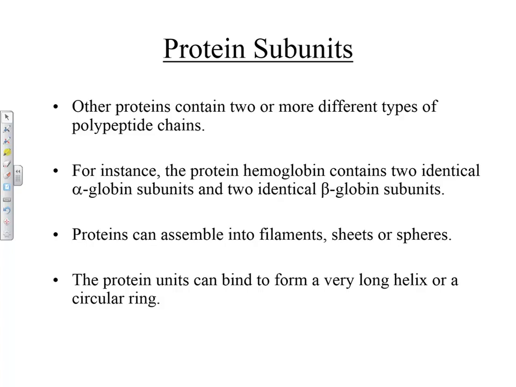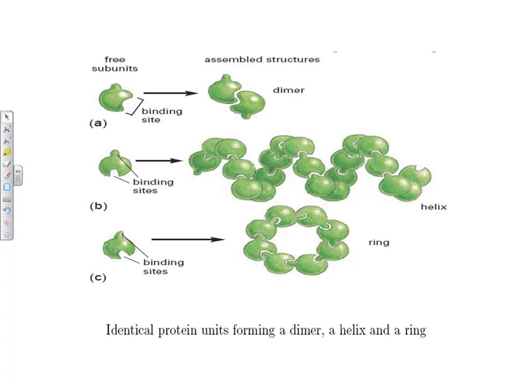So last time I was mentioning that units can bind to form a very long helix or a circular ring. On the next slide, I have a picture of that. You have a bunch of protein subunits. If two of them pair together, that forms a dimer. In another example, you have units that are linked end to end, forming a helix. In yet another example, starting from this kind of protein unit, you can get these units to bind to each other and form a ring. And there are many other possibilities too.